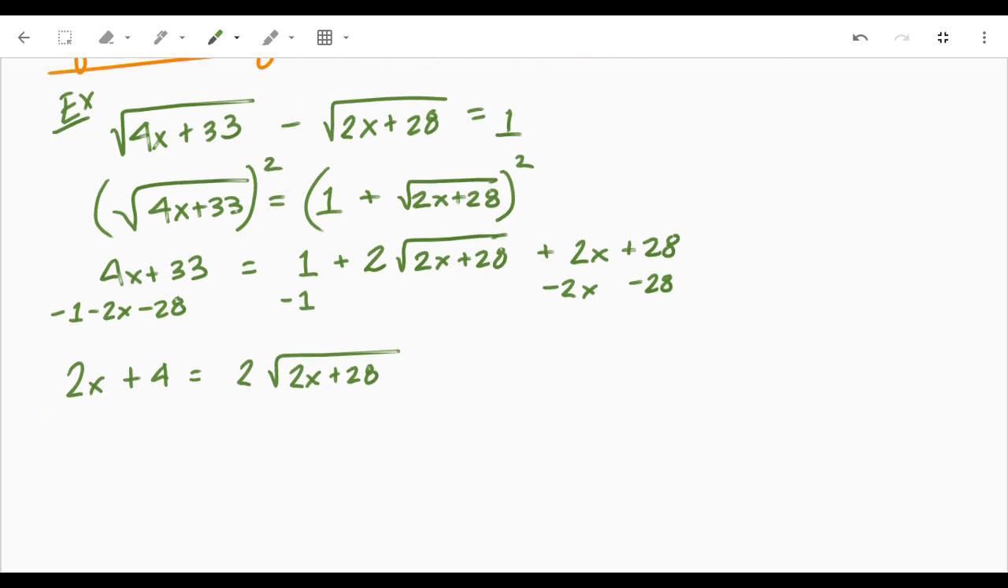There's different ways to do this from here. There's a couple different steps you could do to simplify, but what I see here is that I can divide everything by 2. I can divide my 2x by 2. I can divide my 4 by 2. And I can divide 2 square root of 2x plus 28 by 2.